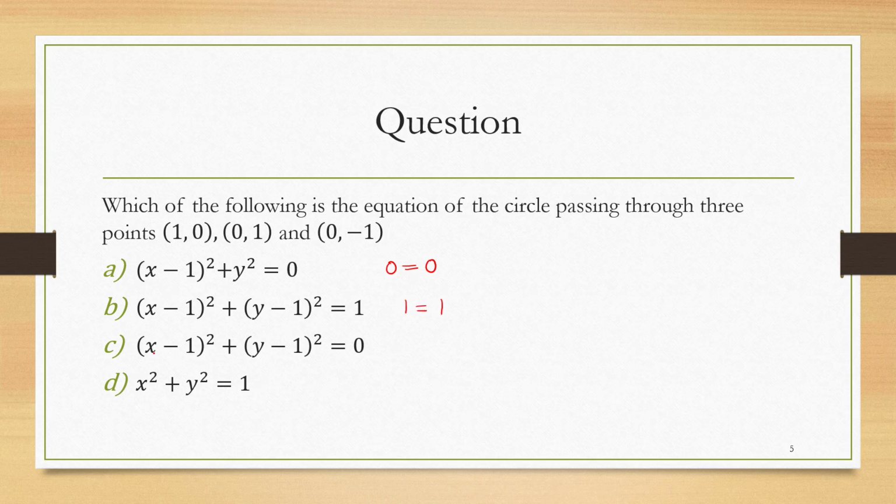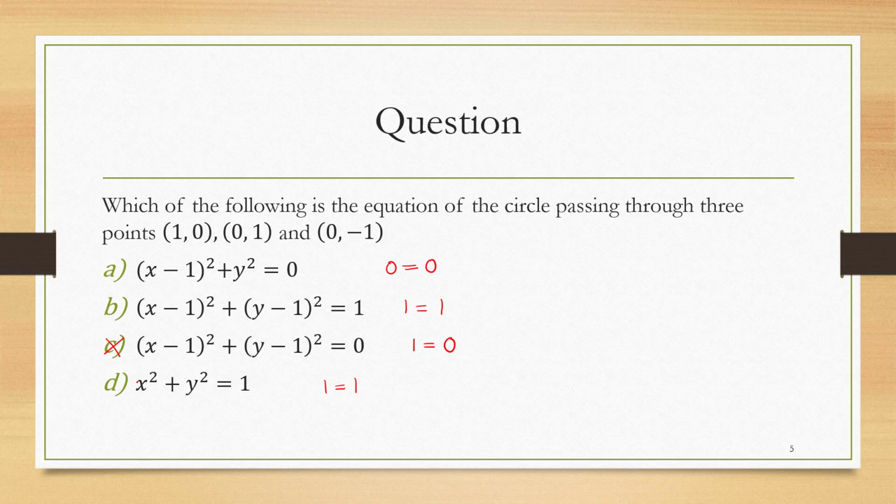Correct. Next option. (1 - 1) whole square, that is 0, plus (0 - 1) whole square. So here we get 1 equal to 0, which is not true. So this option is wrong. Last, 1² + 0² is 1. So we get 1 equal to 1. Now I have cancelled one of the options.